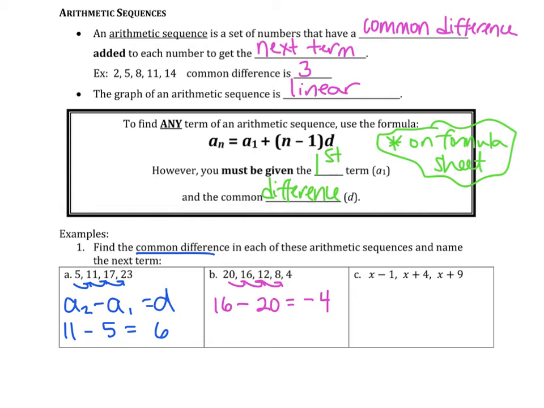All right, the next one are actually binomials in terms of x. So what am I adding to x minus 1 to get to x plus 4 and x plus 4 to get to x plus 9?